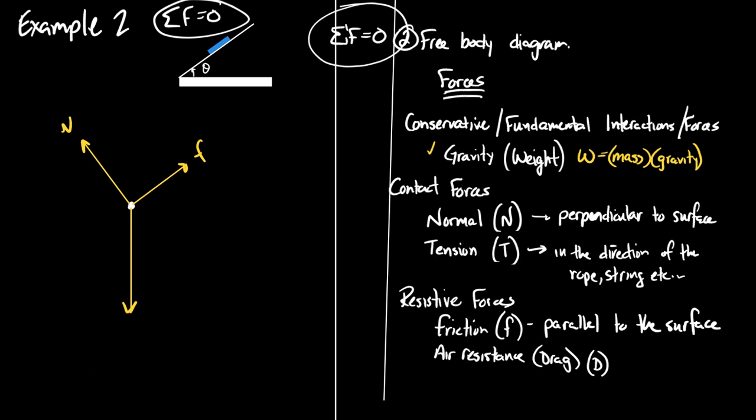But if you choose this coordinate system, both the normal force and the frictional force are off axis, which means you'll have to break each of those up into their individual components. If you choose this one, then this is the positive x direction, this is the positive y direction. Only the weight is not aligned with one of the axes, so only the weight would have to be resolved into its components.